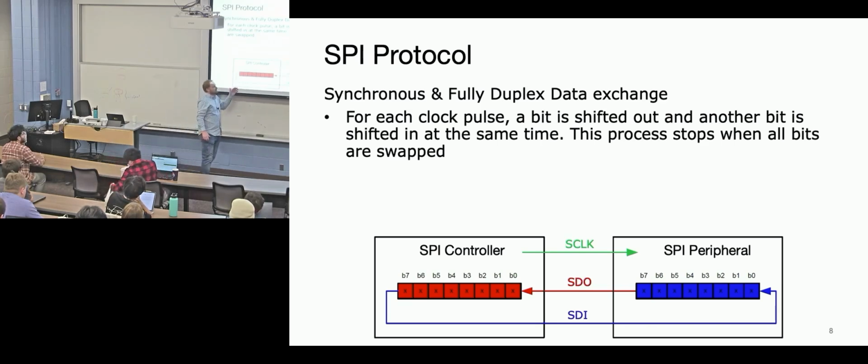Usually the controller says, I want to send you data, and it sends data. The peripheral may not have any data to send back, so we'll just put all zeros in there. You won't see any data on the serial data out line or in line. Okay.